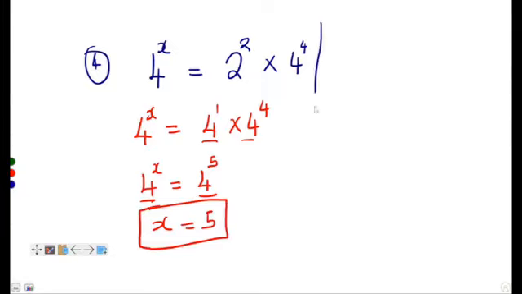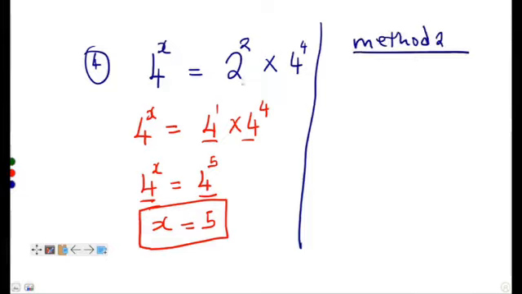Then under method 2, let's see. Under method 2, the way you can work out the same question, 4 power x is equal to 2 power 2 times 4 power 4. So where you have 4 power 4, you can try to rewrite. We understand that if you have 4, we can write it in index form to have 2 power 2. So that's the same principle we are going to use to write where we have the base 4.